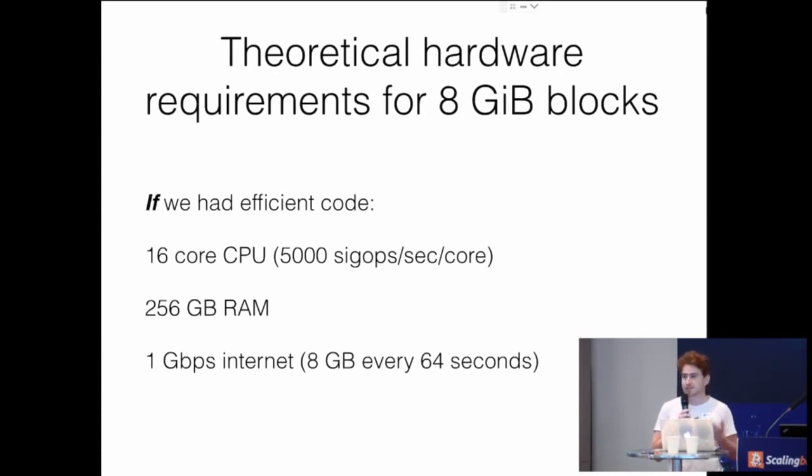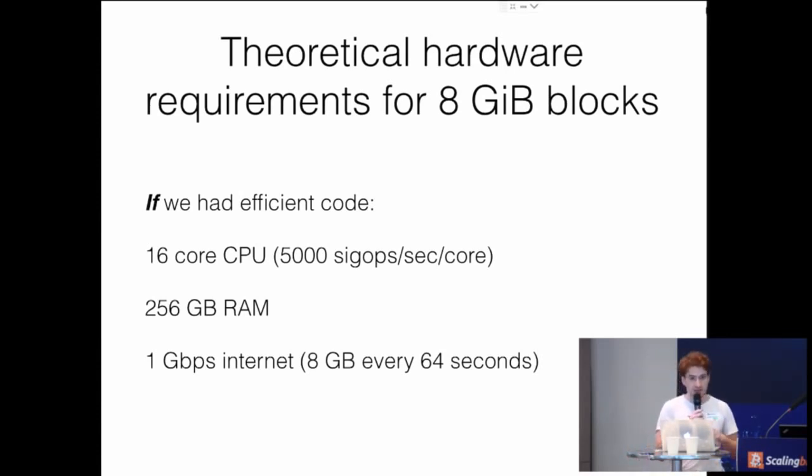We would need about a 16-core CPU at 3 gigahertz per core in order to do the SigOps, the ECDSA signature validations that we would need to validate the transactions. We'd need a fair amount of RAM. We'd need to be able to handle a few blocks' worth of transactions in mempool plus some overhead and some other stuff, the UTXO set, et cetera.